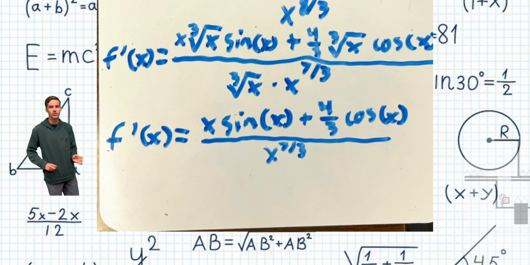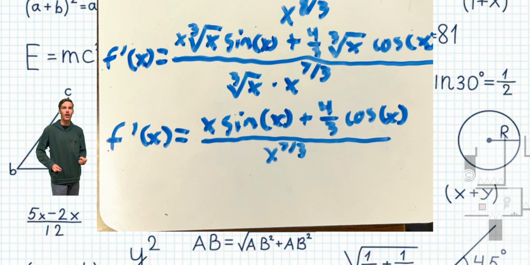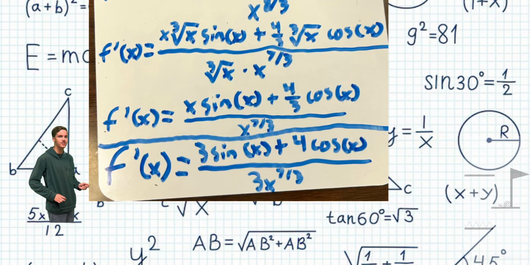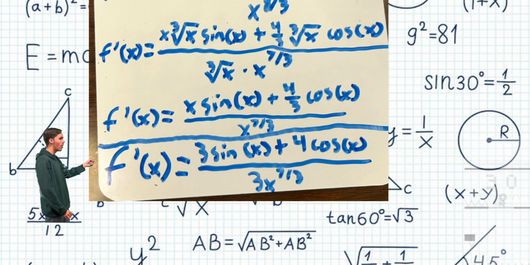Now, this is also a fine equation, but we need to multiply by 3 so that there's not a fraction in here. So we get our final answer of f prime of x equals 3 sine of x plus 4 cosine of x over 3x to the 7/3.